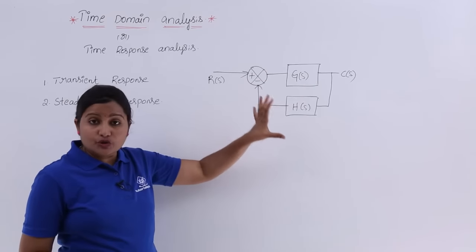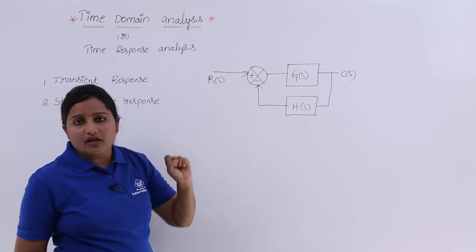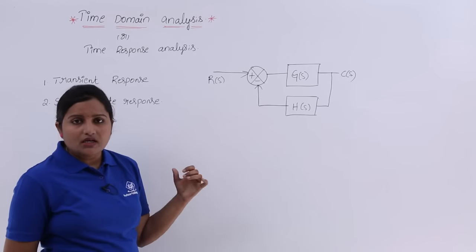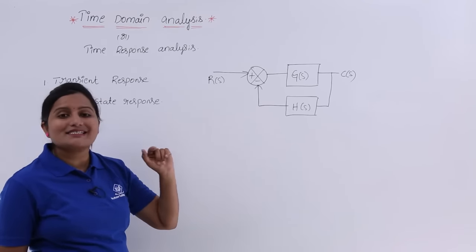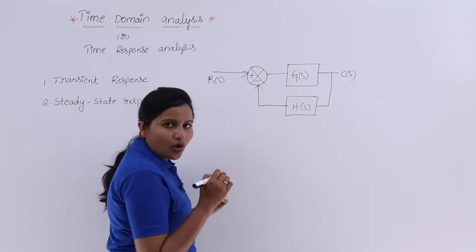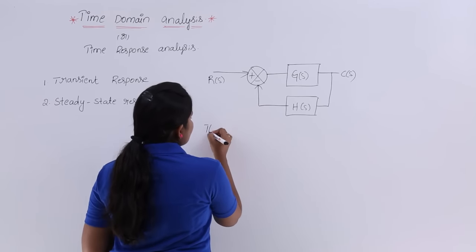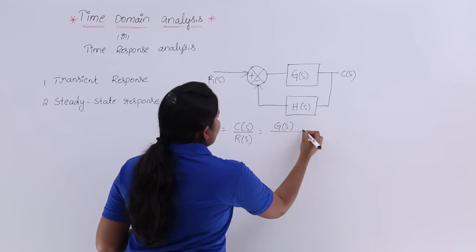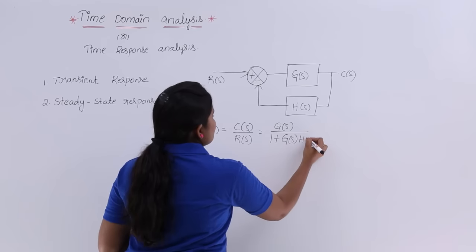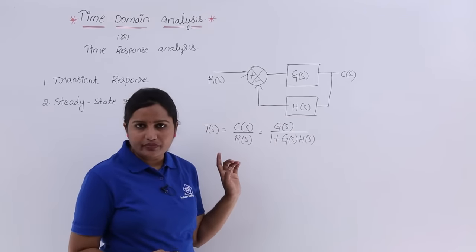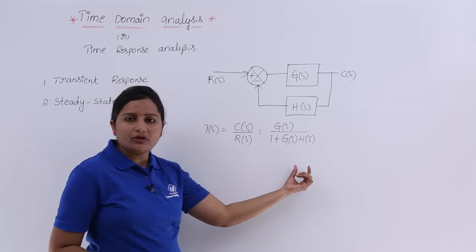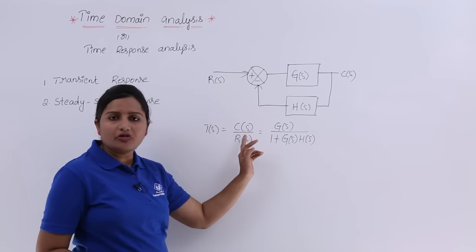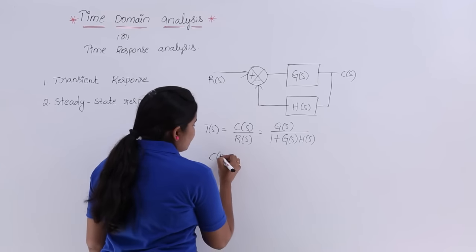If you want to do time response analysis for the system, you need to find the output with respect to time, that means c(t). From the knowledge of negative feedback systems, the transfer function T(s) is C(s) by R(s), which equals G(s) divided by 1 plus G(s)H(s). That is, open loop gain divided by 1 plus open loop gain times feedback gain. Transfer function is nothing but output transform by input transform.